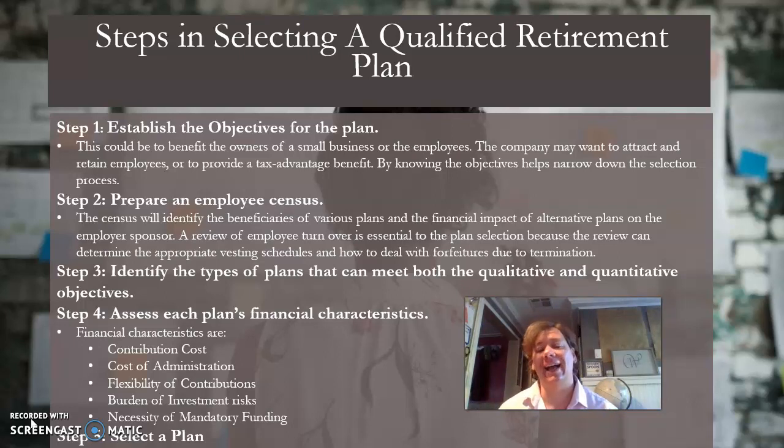Step 3 is to identify the types of plans that can meet both the qualitative and quantitative objectives. Step 4 is to assess each plan's financial characteristics. Now, financial characteristics are contribution cost, cost of administration, flexibility of contributions, burden of investment risk, and necessity of mandatory funding. And then step 5 is select a plan.